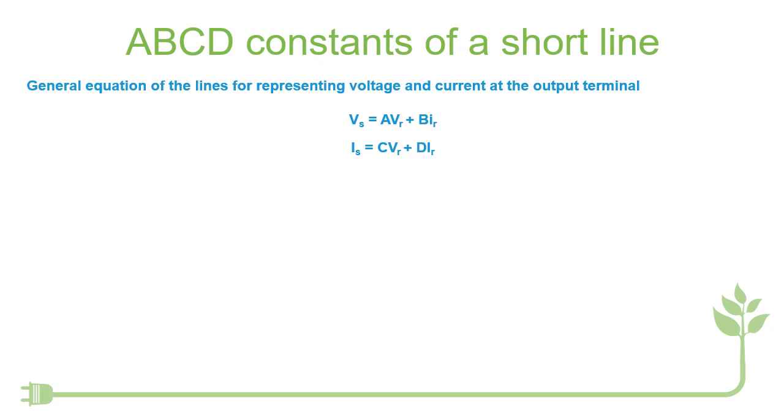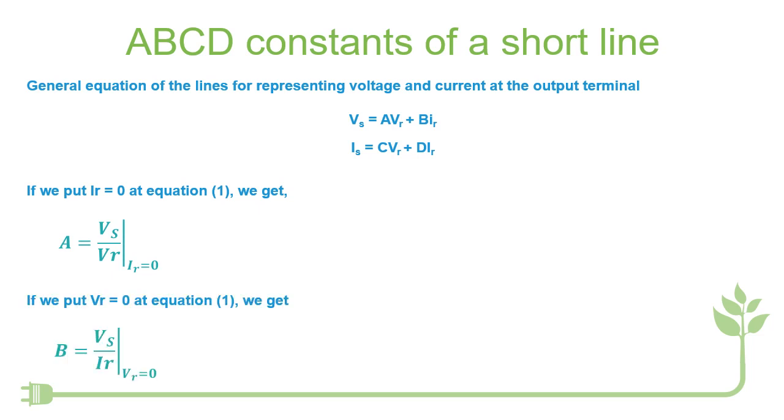If we put IR equals 0 in equation 1, we get constant A equals the sending end voltage over the receiving end voltage. Hence, A is the voltage impressed at the sending end per volt at the receiving end when the receiving end is open. It is dimensionless. If we put VR equals 0 in equation 1, we get B equals VS over IR.